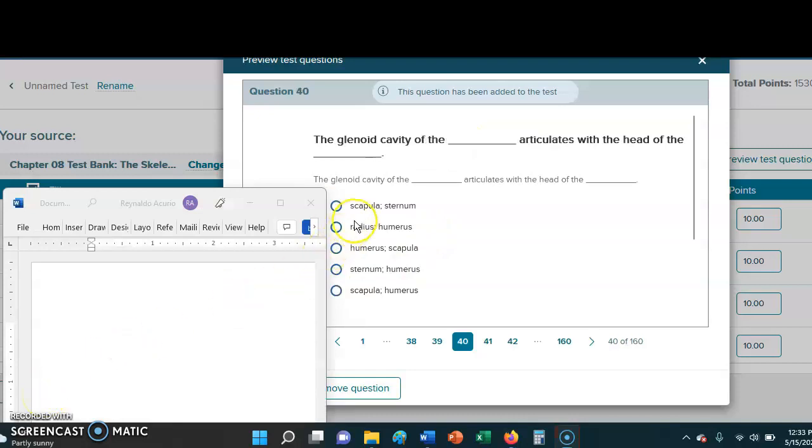Next question, the glenoid cavity of the blank articulates with the head of the blank. Right? So we have in here scapula, radius, humerus, etc. So let's wait for 5 seconds. Let's take a look at the figure.